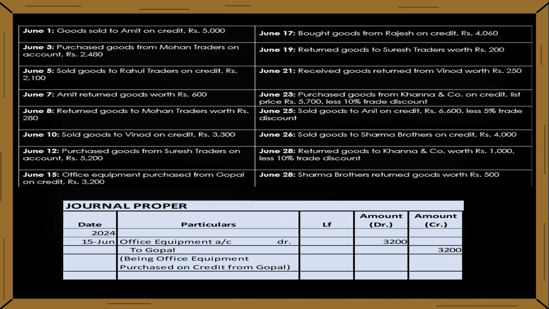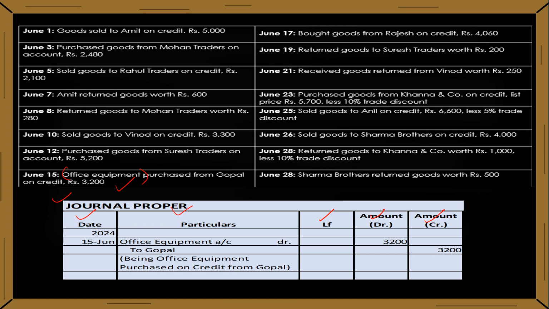June 15th, office equipment purchased from Gopal on credit rupees 3,200. So this is office equipment. This is an asset purchased. So we have to write a proper journal. So when we write a proper journal, it is called as journal proper. We all know that journal has the following columns: date, particulars, LF, amount debit, amount credit.